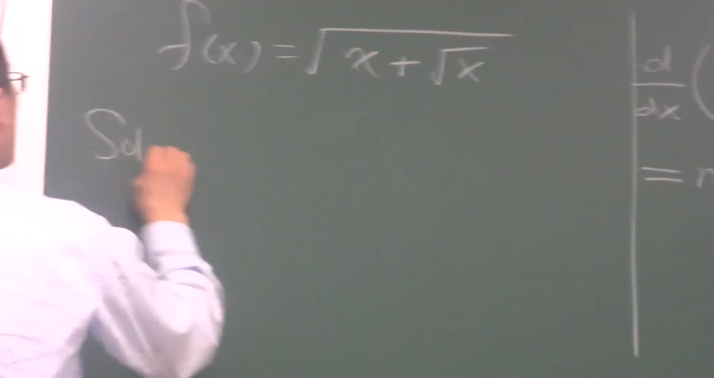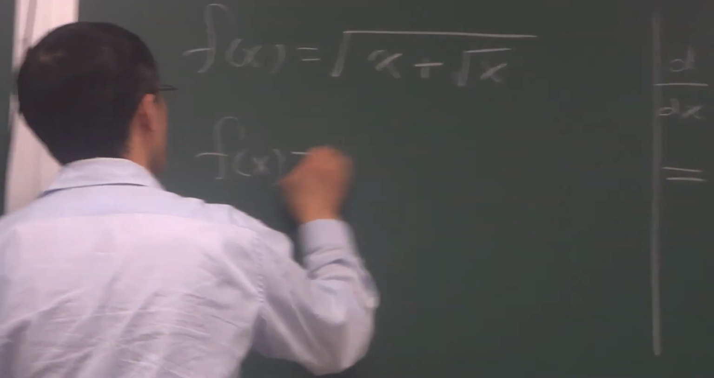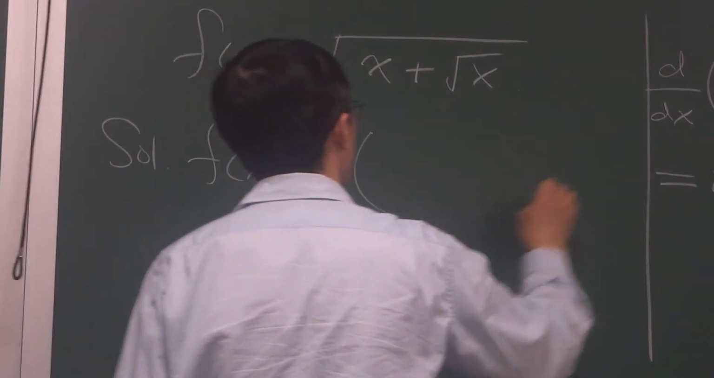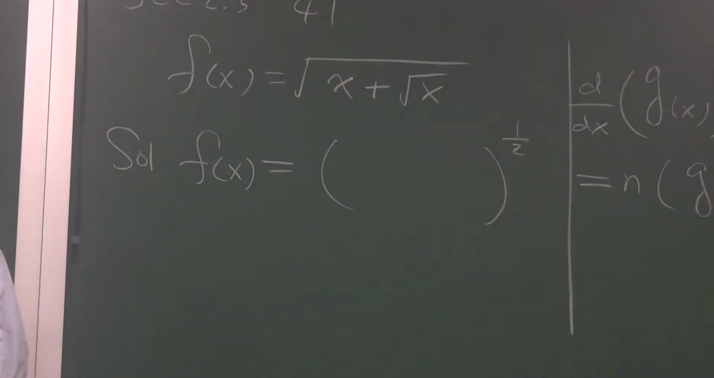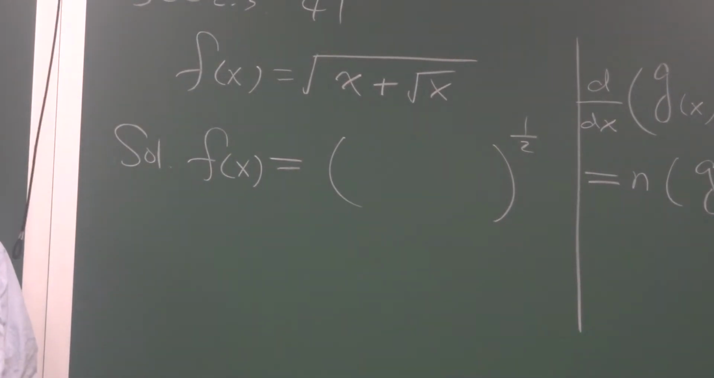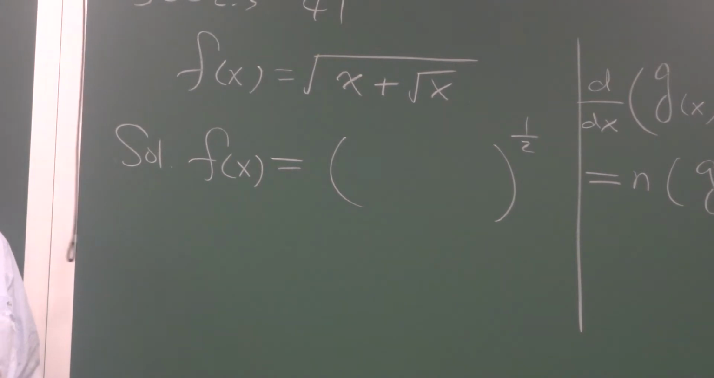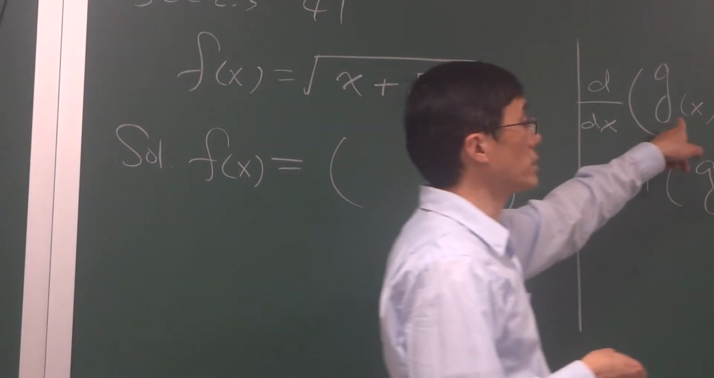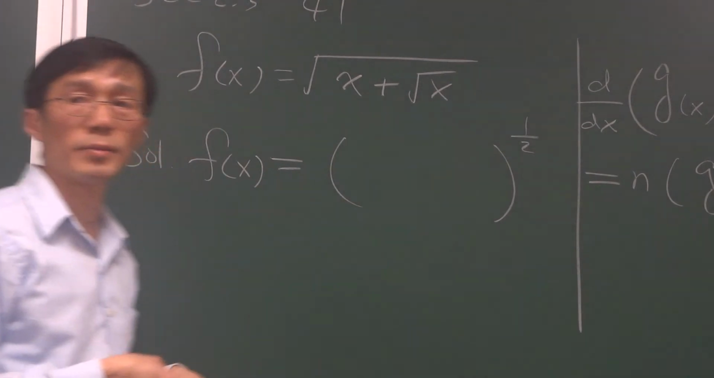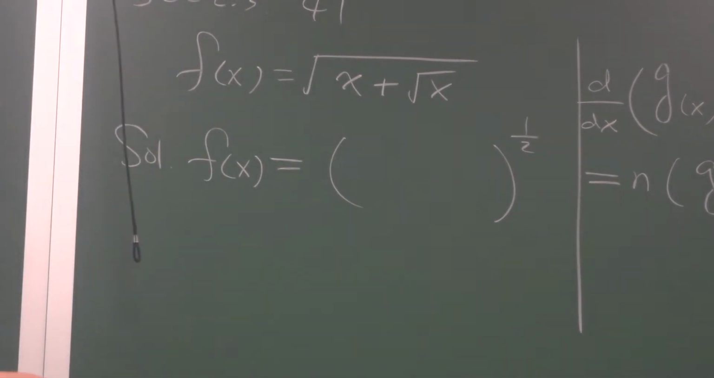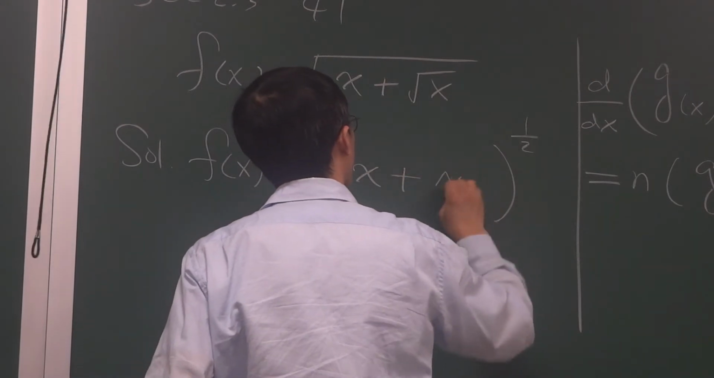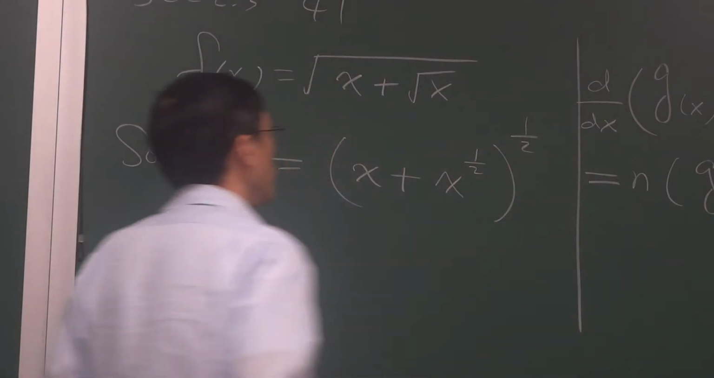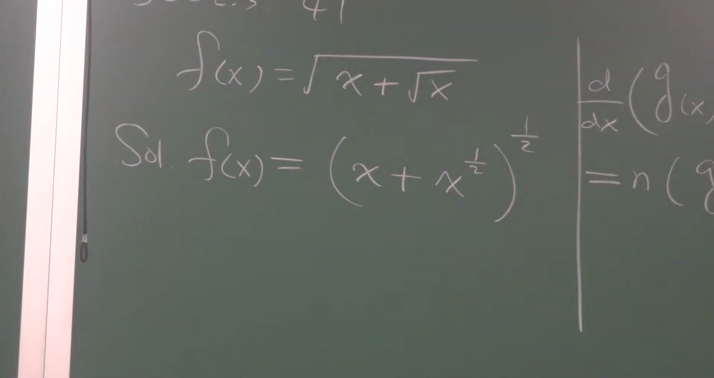Before you do that, I suggest you rewrite f in the form of a 1/2 power. That is because square root is the same as 1/2 power. And this allows you to express your function in this kind of standard format. So you can apply the power rule, or the generalized power rule if you want. So x plus square root of x. I'm also going to write this in the form x to the 1/2 power. So I can apply the power rule.